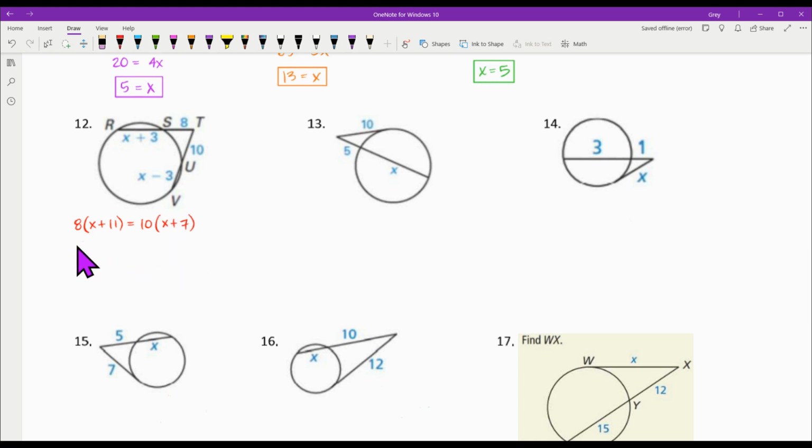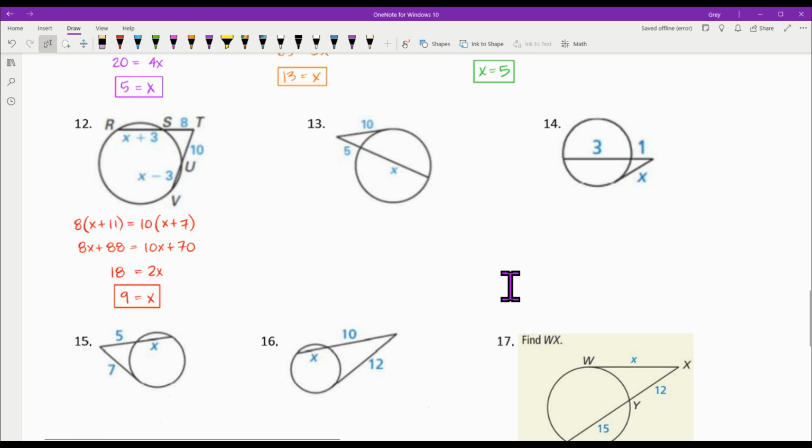So 8x plus 88 equals 10x plus 70. I'm going to collect my x's on the right. So my 88 minus 70 is 18 equals 2x, and x equals 9. I have a minus in there. So again, 9 minus 3 equals 6, not a problem. 9 plus 3 is 12, not a problem.